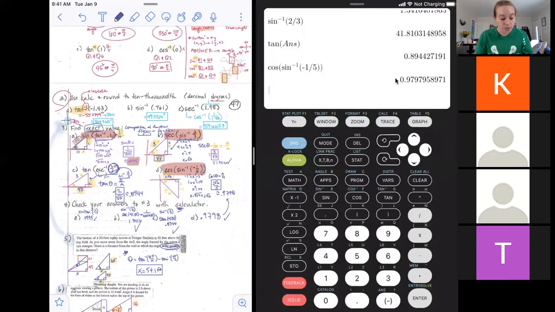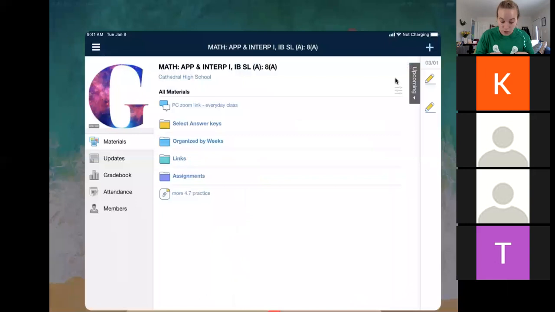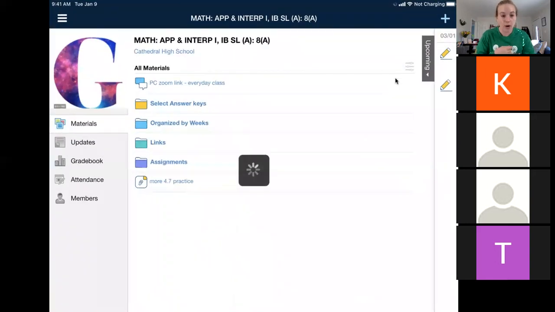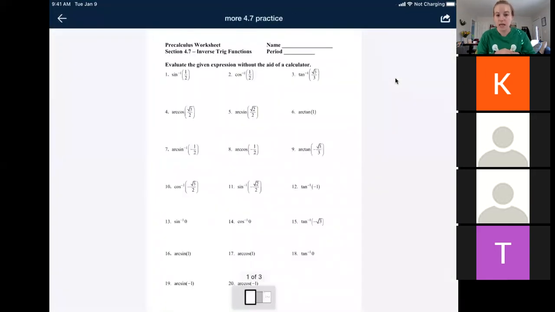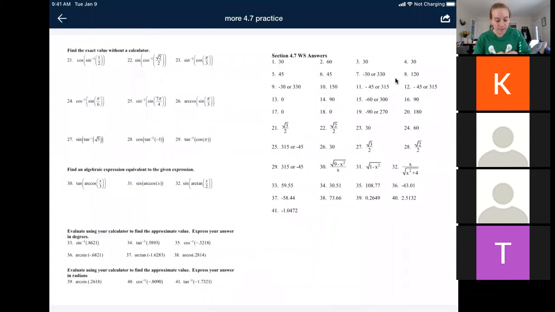I want you to go to Schoology and get that worksheet I was just telling you about earlier, for more 4.7 practice. We're going to just do a handful of these before you go today. Again, I told you there's an answer key on there. So if you need extra help with this, come in to see me and we'll do some problems like this together.